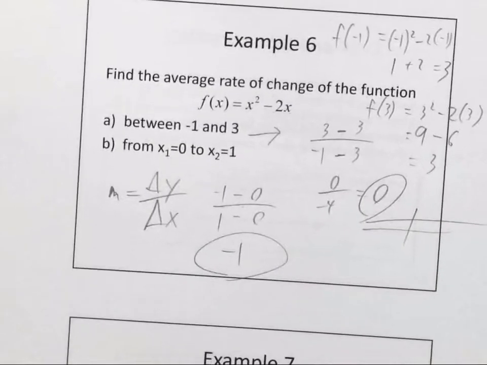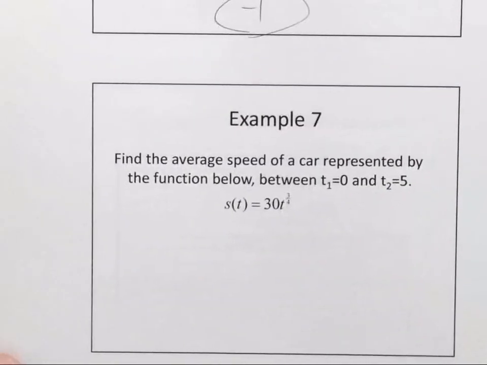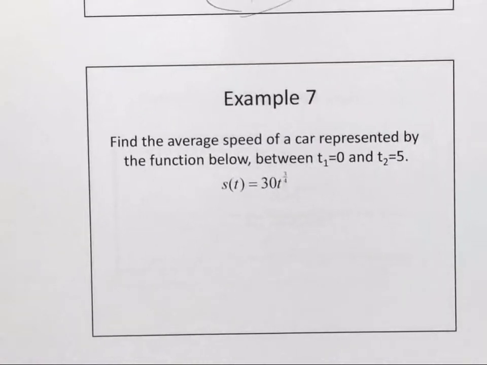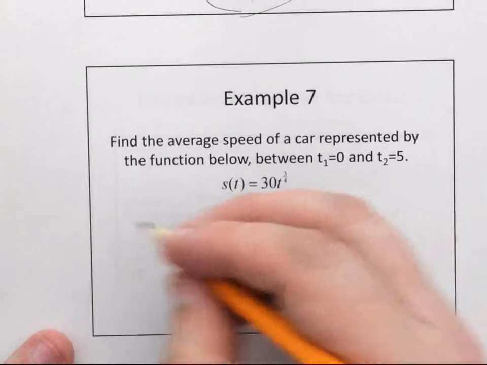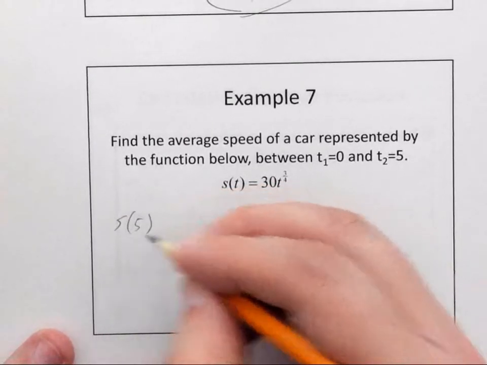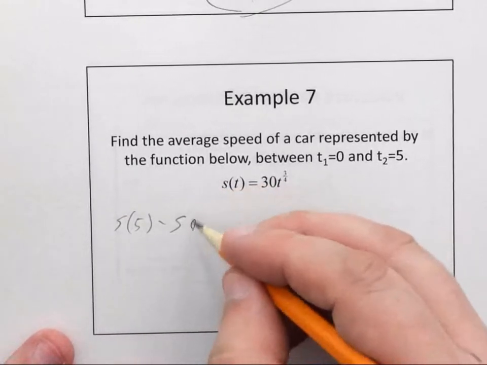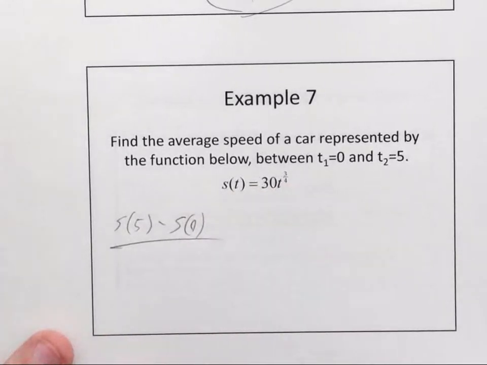Now, I'll see this applied quite a bit as well. If I look at the average speed of the car, honestly, that's asking for the same thing. It's just asking you for the slope. So I'm going to plug these in. I'm going to do S of 5 minus S of 0 divided by 5 minus 0.